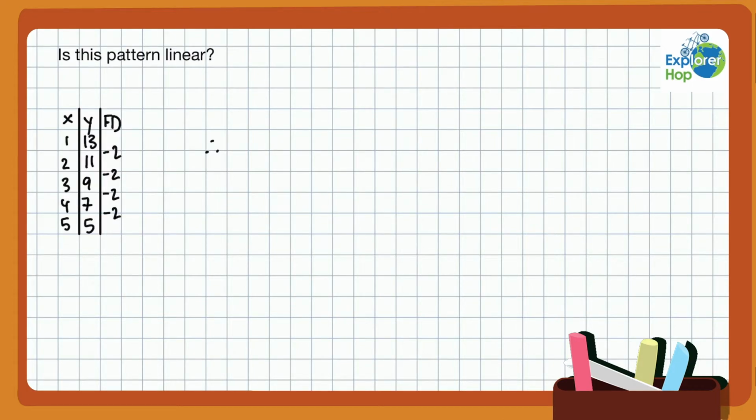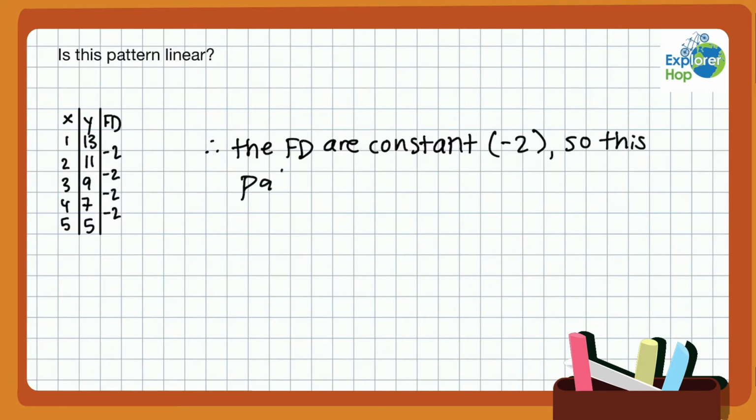Therefore, the first differences are constant and they are negative 2. So this pattern is linear. And that's all there is to it.